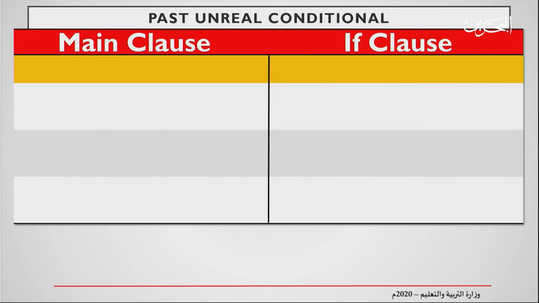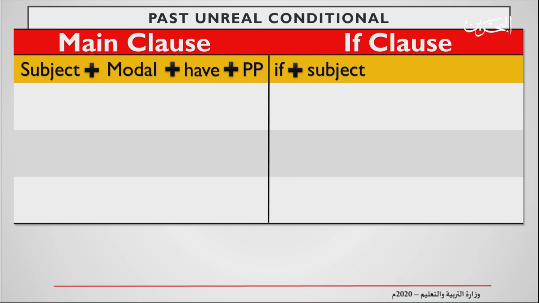Now, past and conditional. This time I'm going to switch. I'm going to start with the main clause and then the if clause. So how to structure the sentence? I start with the subject with a capital first letter, then a modal, plus have, plus past participle, without a comma. Then if with a lowercase i, plus a subject, plus past perfect, then a full stop.